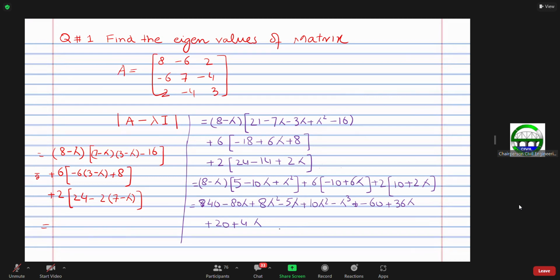Okay, so one student sent me this: minus lambda cube plus 8 lambda squared plus 18 lambda squared and minus 41, minus 45 lambda. So maybe it is somehow correct, this one.